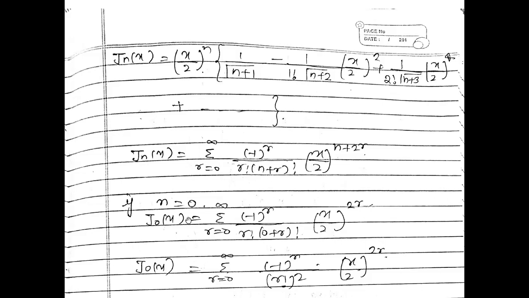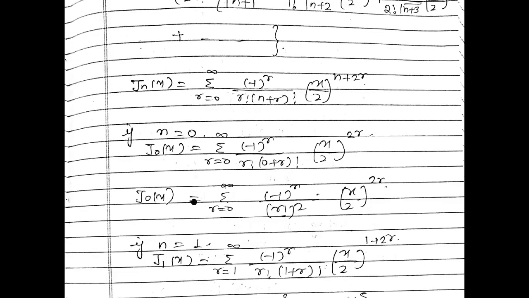Now we apply n is equal to 0. So if n is equal to 0, this term will be J_0(x) is equal to summation r is equal to 0 to infinity, (minus 1) to the power r upon r factorial (0 plus r) factorial, times (x by 2) to the power n plus 2r, that means 0 plus 2r. So we are getting J_0(x) is equal to summation r is equal to 0 to infinity, (minus 1) to the power r upon (r factorial) whole square, and (x by 2) to the power 2r.